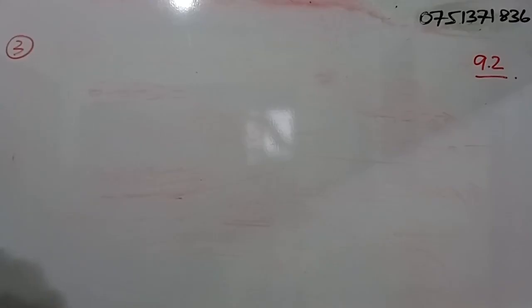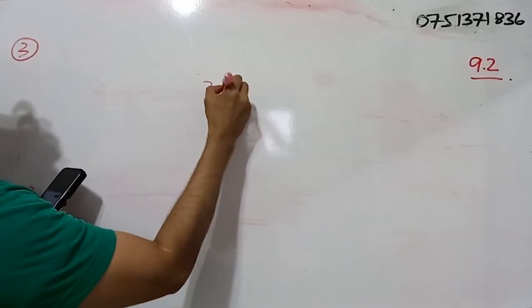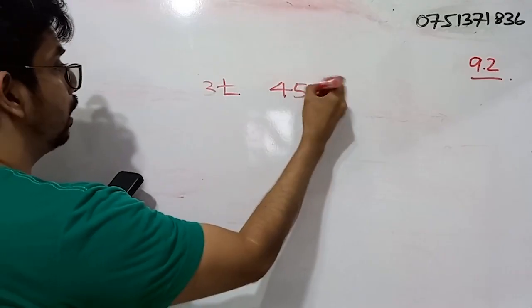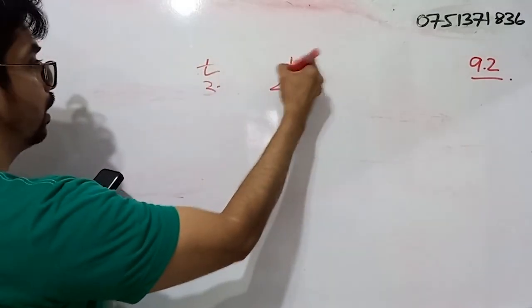Okay, third question. A lorry of mass 3 tons and 450 kilograms is loaded with 2 tons and 700 kilograms of sugar and 4 tons of rice. Find the total mass of the lorry with the goods loaded in it. What do we have to do? We have to just add those values together. The mass of the lorry is 3 tons and 450 kilograms.